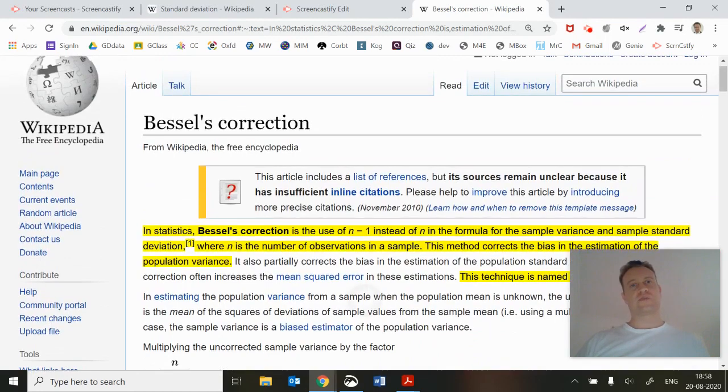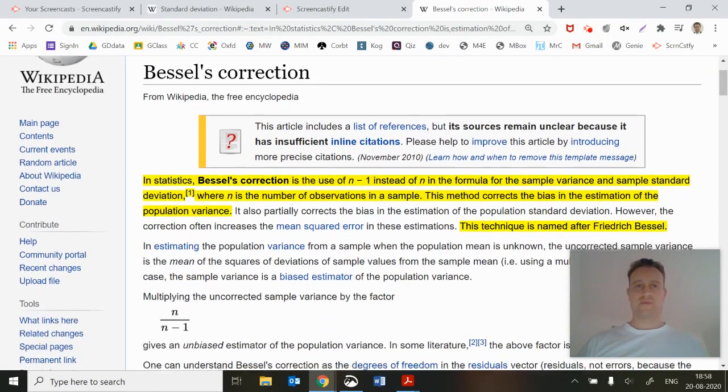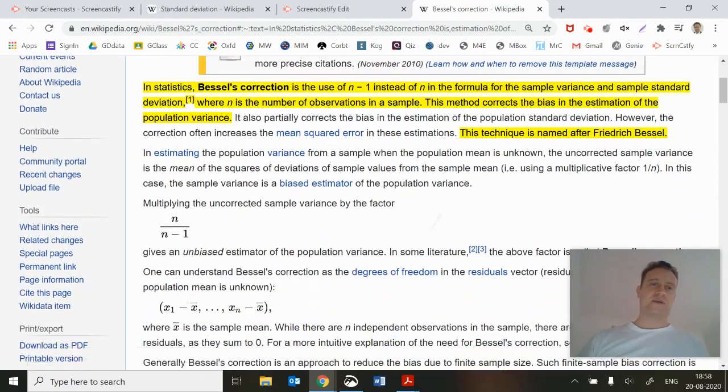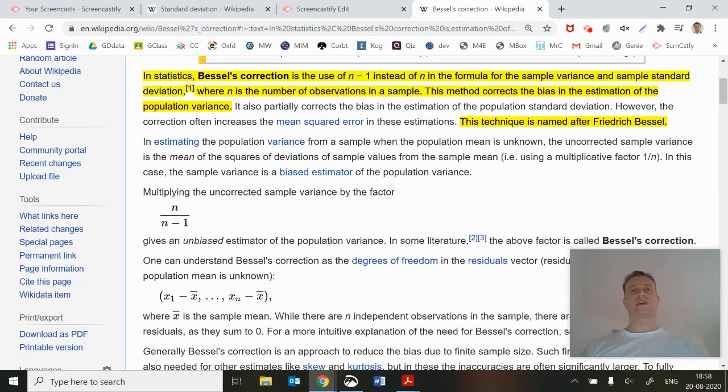Now, the thing that you need to go to is Bessel's correction. And they're saying, well, look, multiply the uncorrected sample variance by this factor, n over n minus 1. So in other words, let's get rid of the divide by n on the variance by multiplying by n, and now let's divide by n minus 1. That's what we've already talked about.